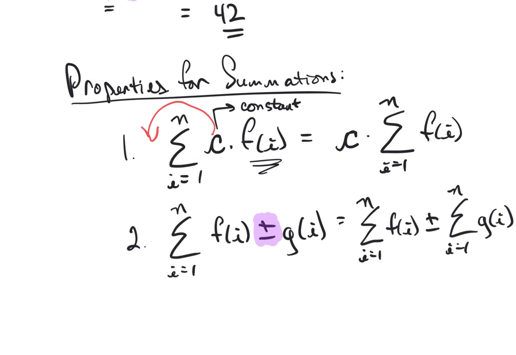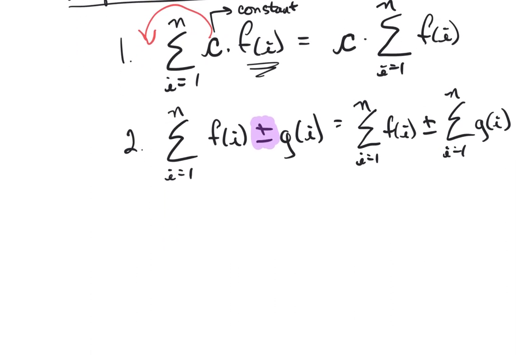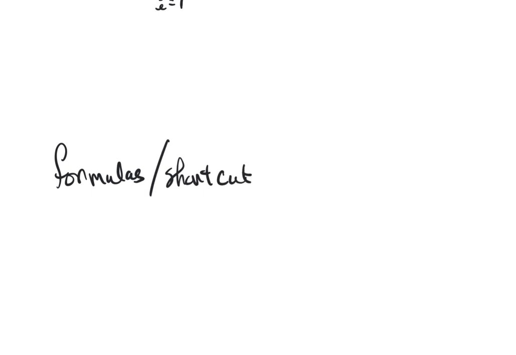Okay? And finally, the last bit of review information that we need to work through before we get to some of our more important brand new stuff is that we have some formulas. In fact, let me just start lower. We have some formulas or shortcuts to help us with certain types of summation. So formulas or shortcuts for summations. Okay, there we go.